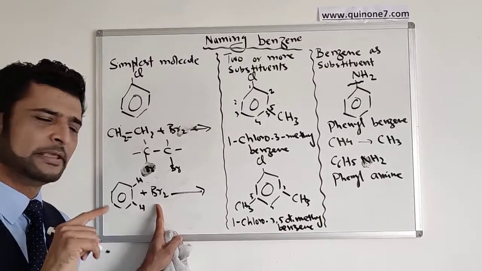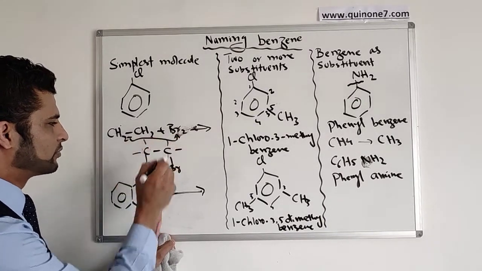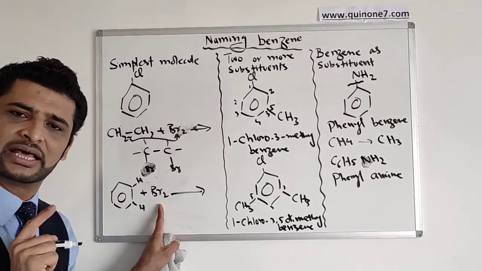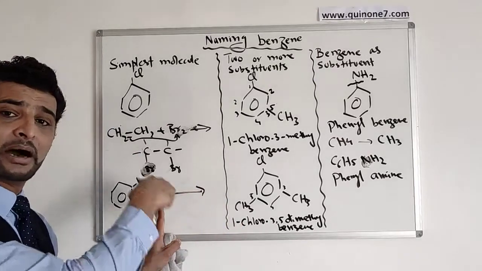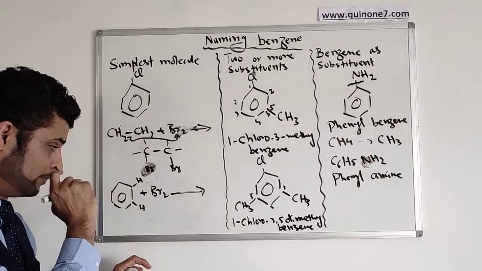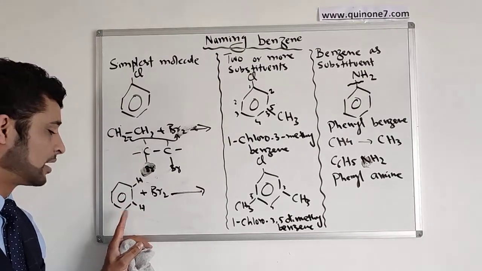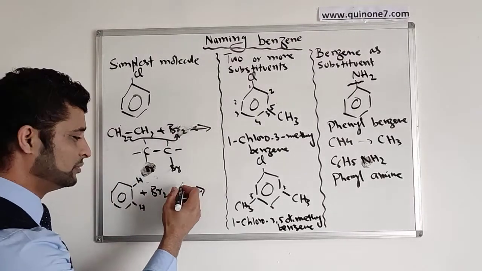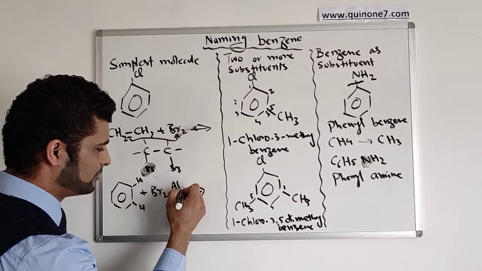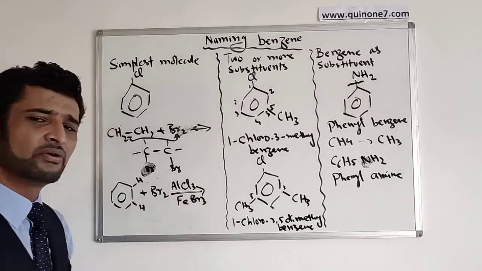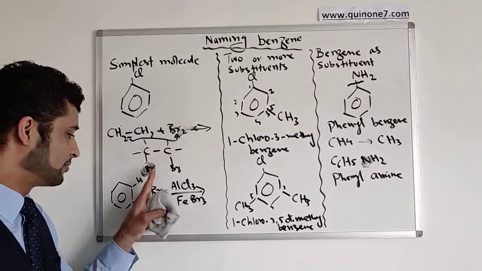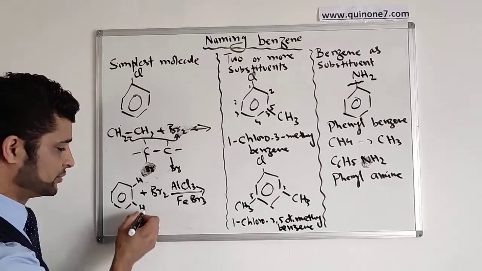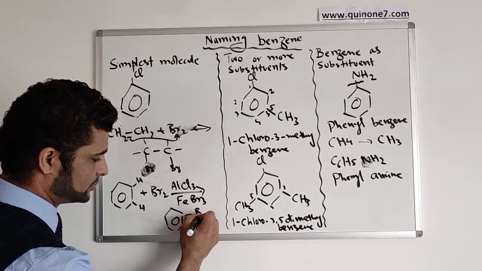Now, bromine is polarized by the electron density of a carbon-carbon double bond. But because of the delocalization, the benzene ring does not polarize it, so the electrophile Br positive cannot come out and attack the benzene ring. So you need help from another chemical that can convert it into the electrophile. This will be AlCl3 or FeBr3. Either of these catalysts can do the job, and they will make a bromine positive ion, which can then attack a hydrogen. That will replace one of the hydrogens, giving bromobenzene.